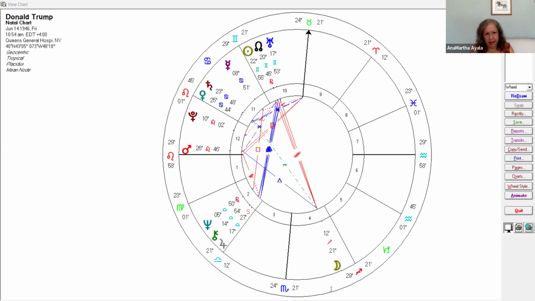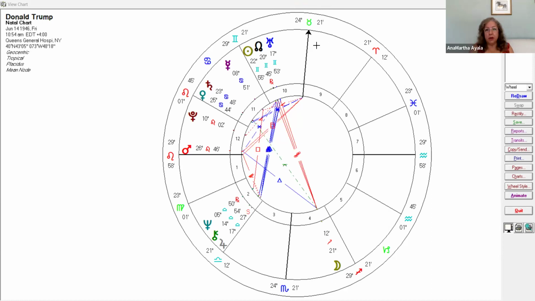So he has Leo rising in conjunction with Regulus. So again, it's the most powerful fixed star there is. So he is a very powerful leader or a powerful person, not only before he became president, but in the corporate world, he has done very well.